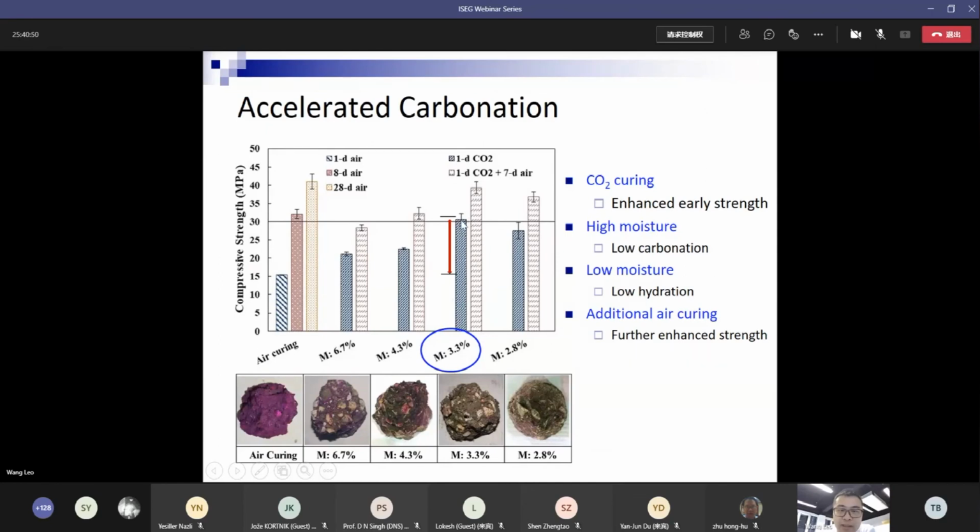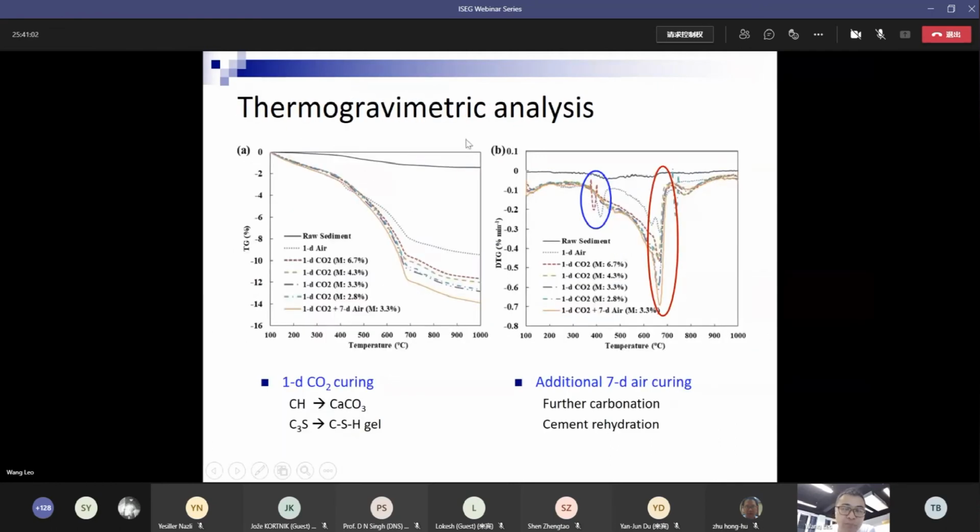After CO2 curing, if we add additional air curing, it can further improve the strength due to the continued carbonation and the rehydration. From the TGA result, we can find that after one-day CO2 curing, most of the calcium hydroxide will turn into calcium carbonate, and the calcium silicate will turn into the CSH gels. After 7-day air curing, further carbonation and cement hydration occurred. So new peaks of calcium hydroxide appeared in this curve.